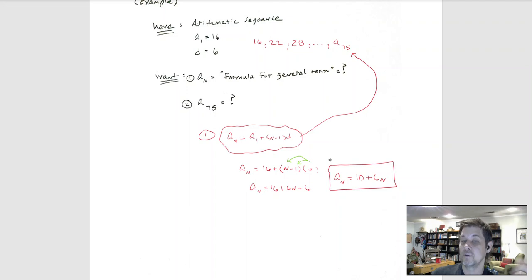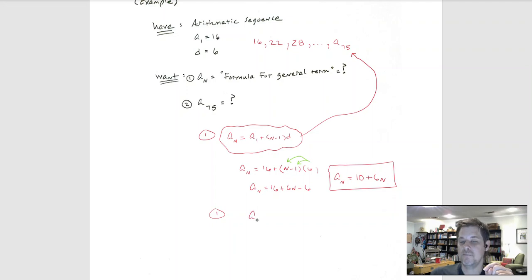This formula will allow me to find any term I want, the general term. I can jump straight to the 75th term without having to find all the numbers up to that point, okay? All right, so there's my answer to 1 right here in this box. Question 2 is, what's the 75th term? Well, that's exactly what this will allow me to find. Once again, without finding all the terms that lead up to that point, okay?